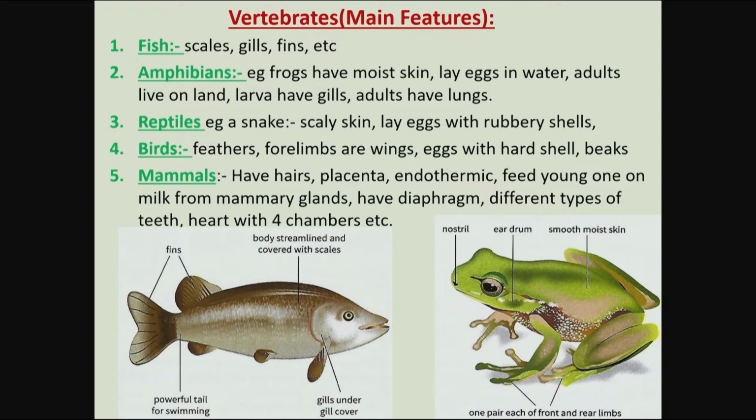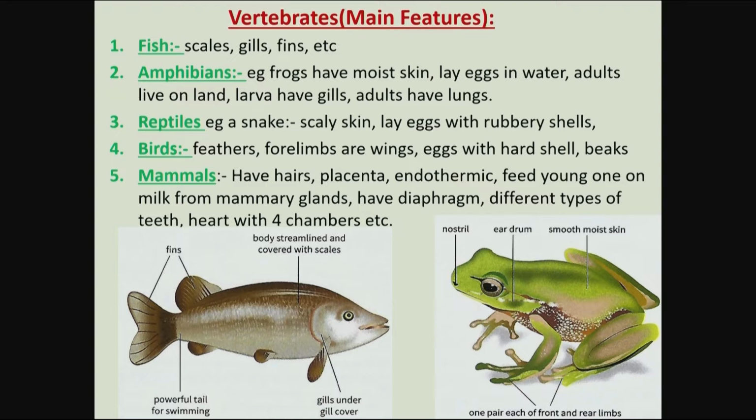And then we have reptiles, like the snakes and the crocodiles. These normally have dry, scaly skin, and the kind of eggs they lay are eggs with rubbery shells. They are a bit soft, rubbery shells. They're not hard shells like in the case of the birds.